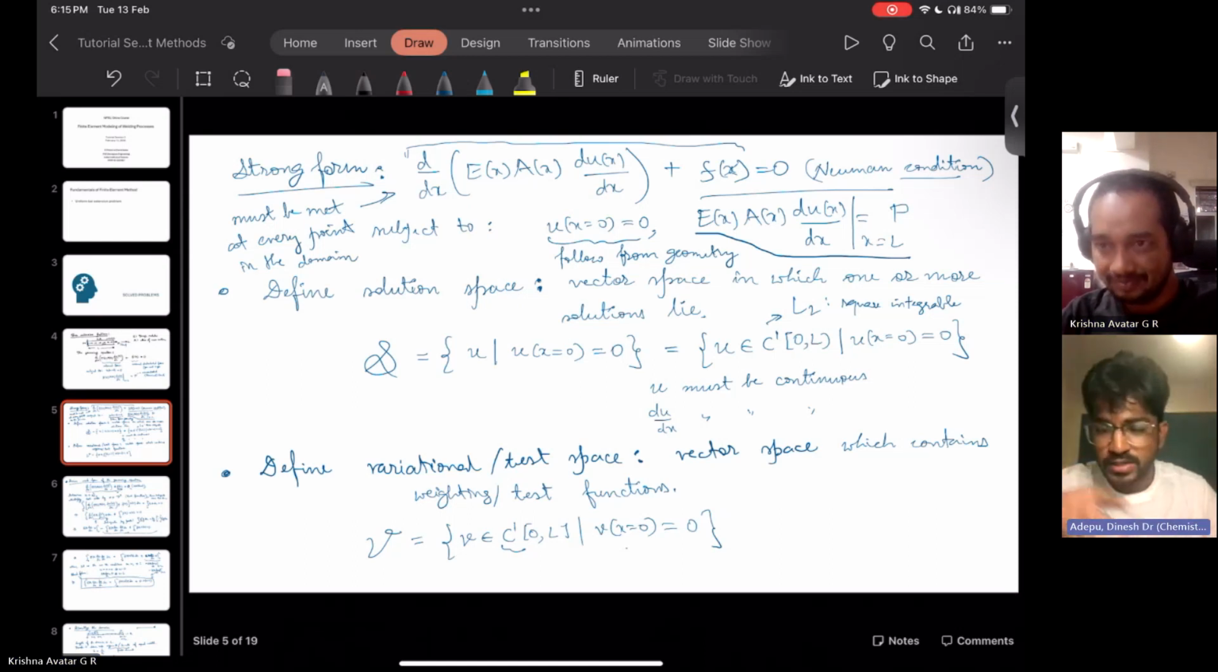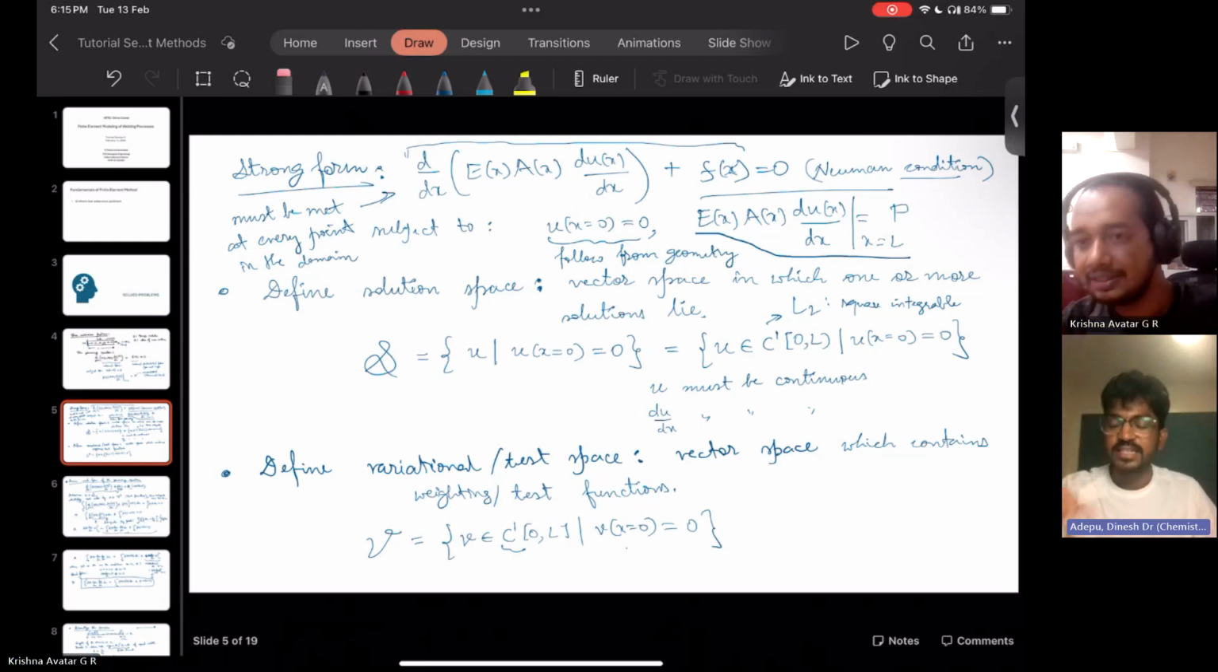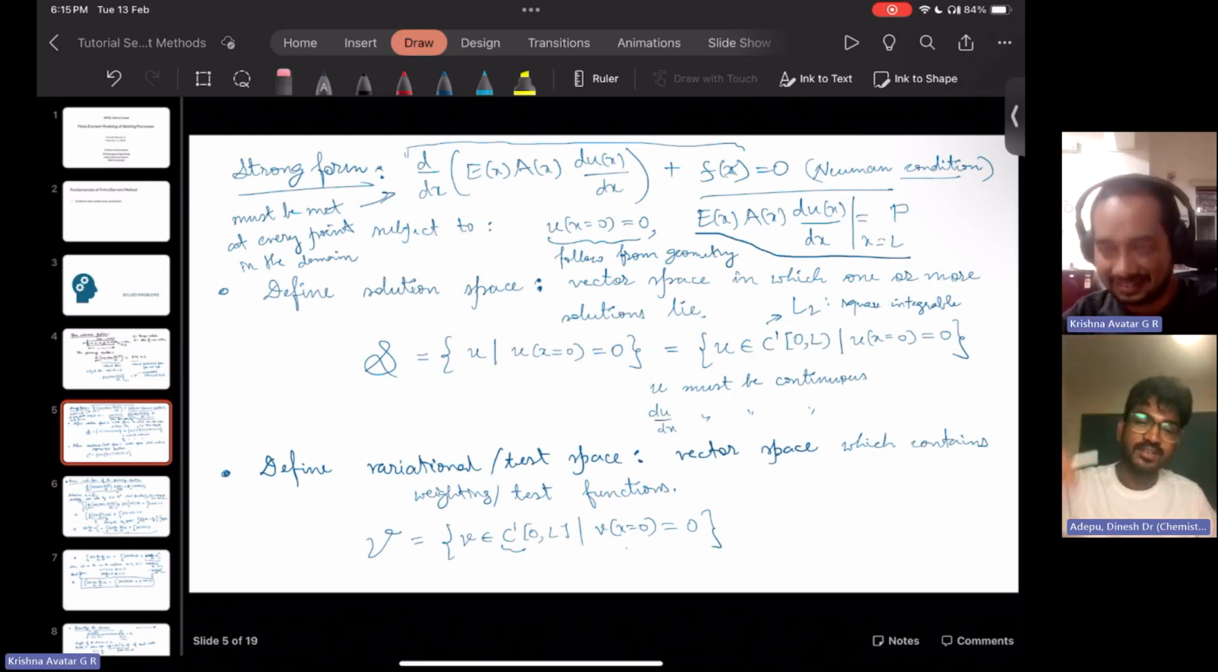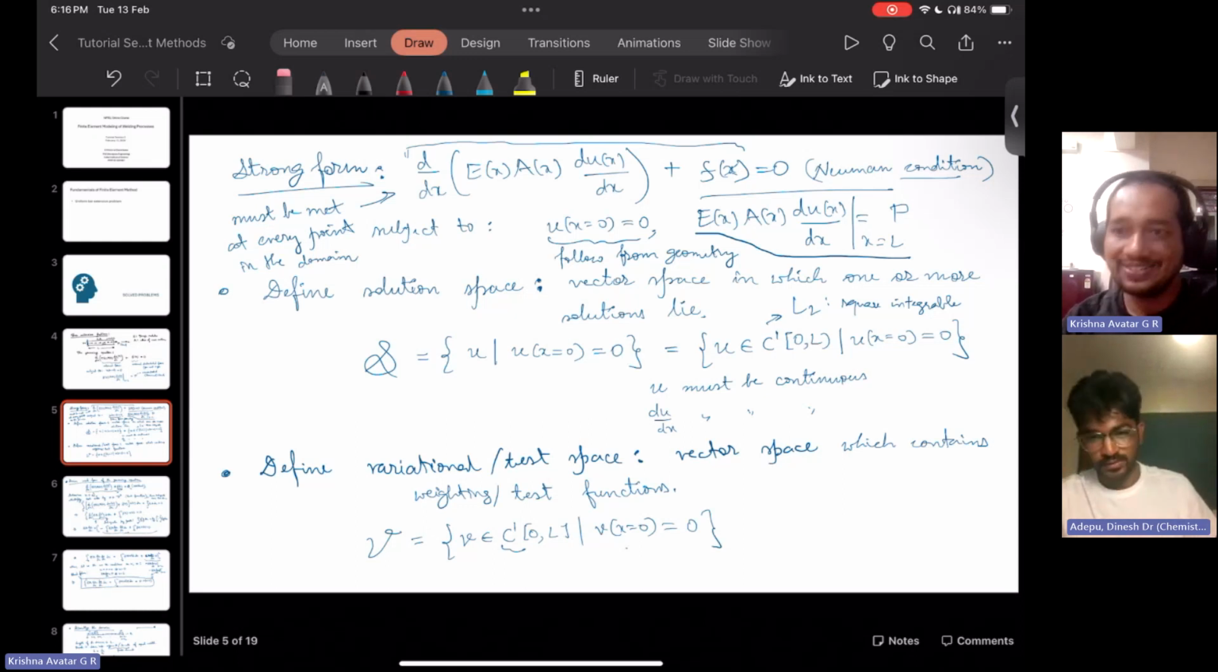So the strong form requires u to be twice differentiable, but for the weak form, we only require one time differentiable. That's the idea. So the requirement comes from the weak form.